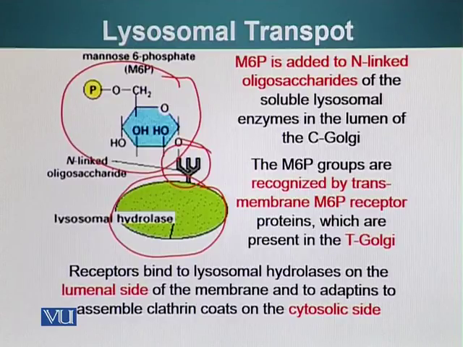M6P is added to N-linked oligosaccharides of soluble lysosomal enzymes in the lumen of the cis-Golgi network, and the M6P groups are recognized by transmembrane M6P receptor proteins which are present in trans-Golgi network. So this addition of M6P occurs in the cis-Golgi network, whereas recognition of the structure occurs in the trans-Golgi network. Receptors bind to lysosomal hydrolases on the lumen side of the membrane and to adaptins to assemble clathrin coats on the cytosolic side. Let me show you what I mean.